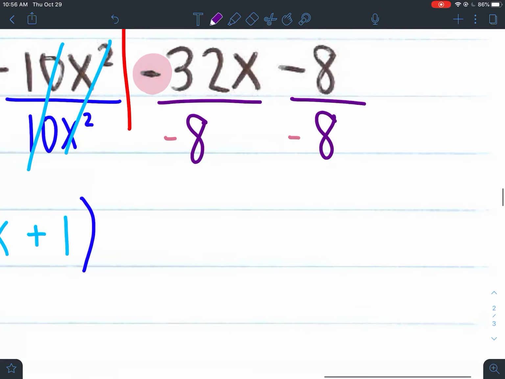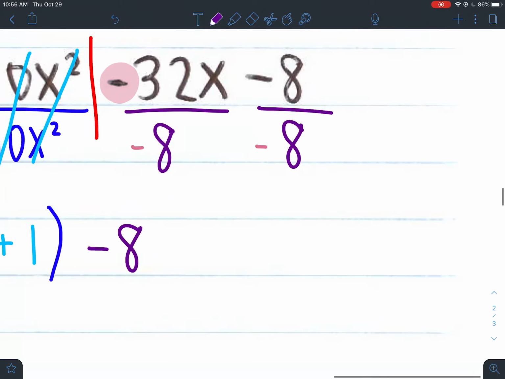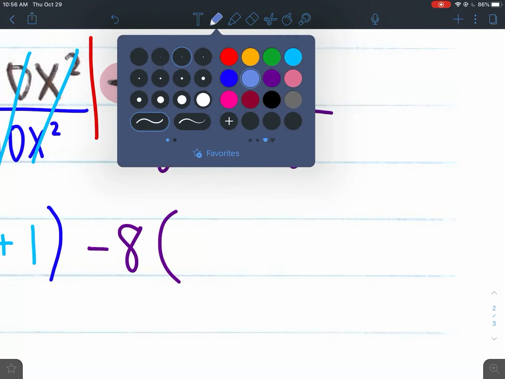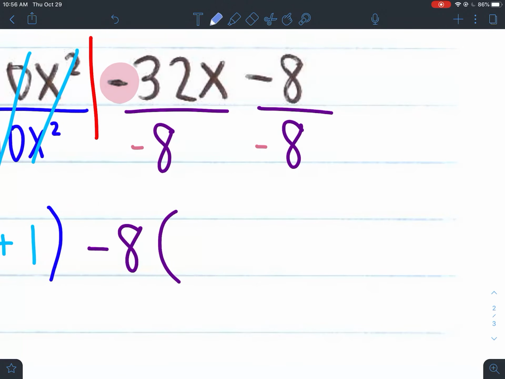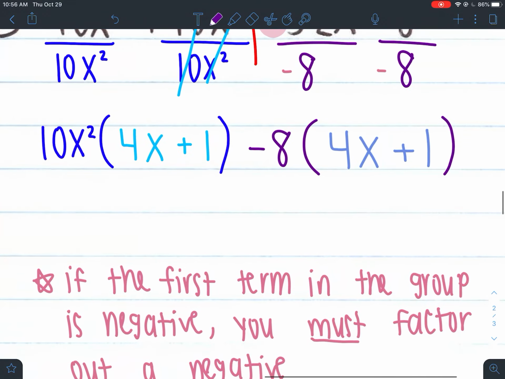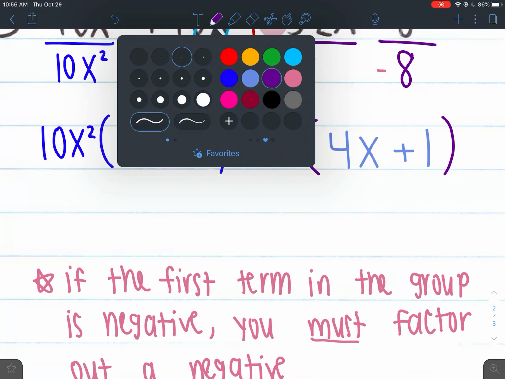Now I can't take out any x's because there's no x's on the 8, so the largest GCF is going to be negative 8, and then I start my parentheses and I start simplifying. Negative 32 divided by negative 8 is positive 4. Now I have an x left over because I didn't take anything out, and then negative 8 divided by negative 8 is positive 1. Before you ever move on, you always check, make sure your parentheses match each other. And they do, so we're good.